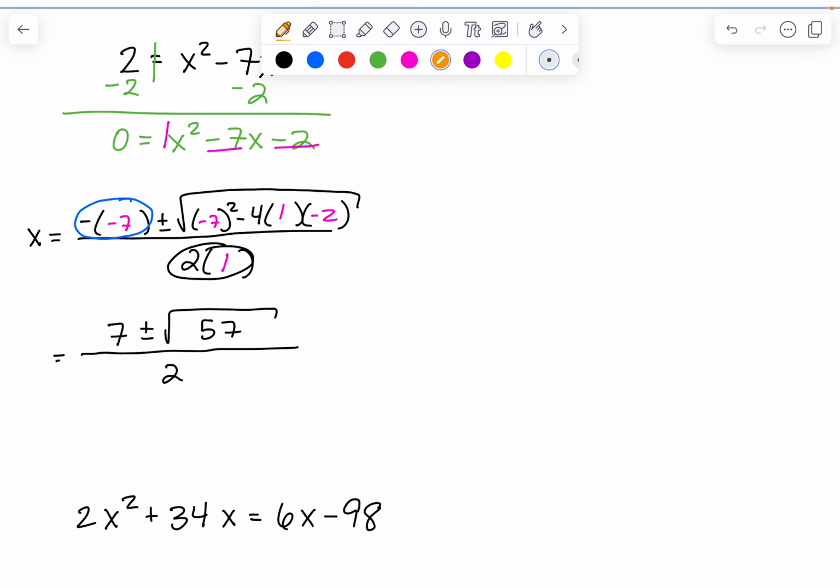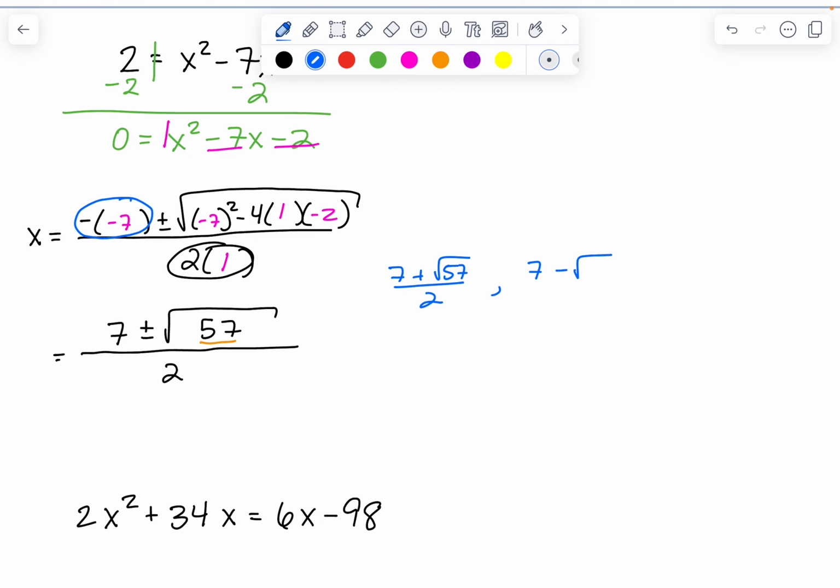Now here is the deal with this. We are actually done with this problem. And here's why we're done: 57, you can't write down as 4 times something or 9 times something. You can't write it as a multiplication problem with a perfect square. So we are actually donezos. If you wanted to write it out as 2 answers, you could. One answer is this, and the other answer is this. But you could also probably just write it like that and be done.